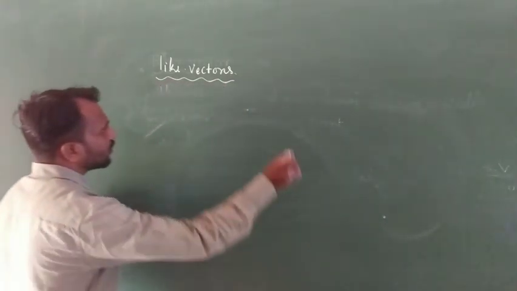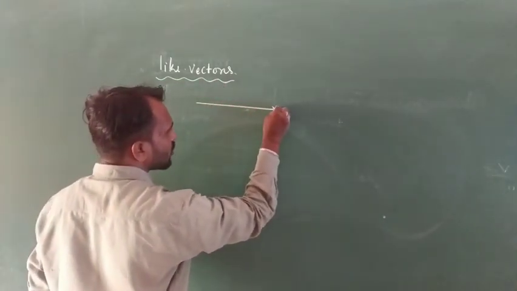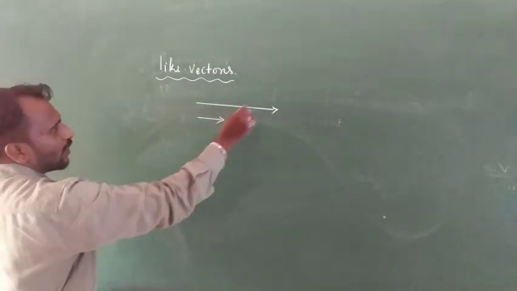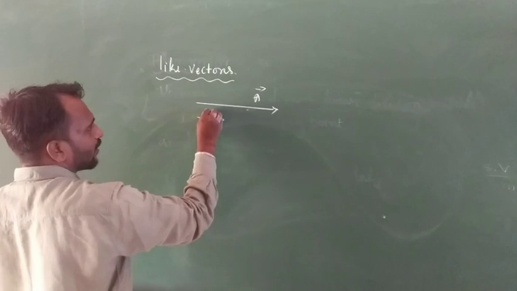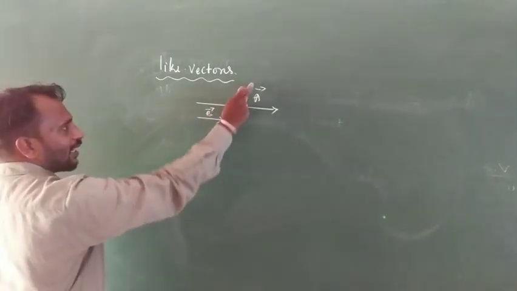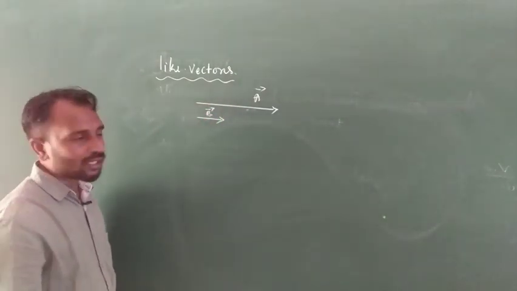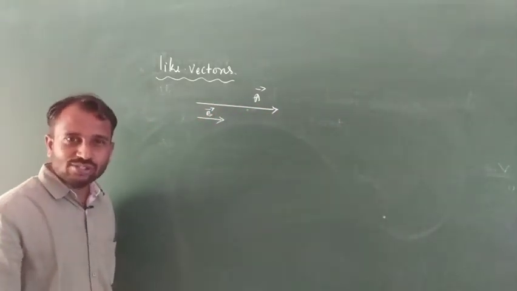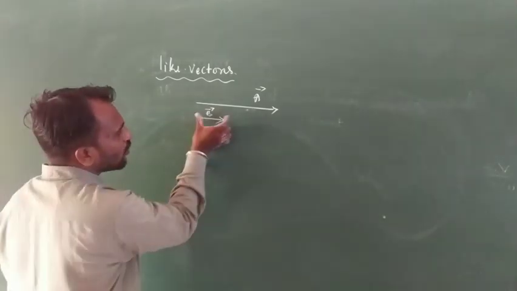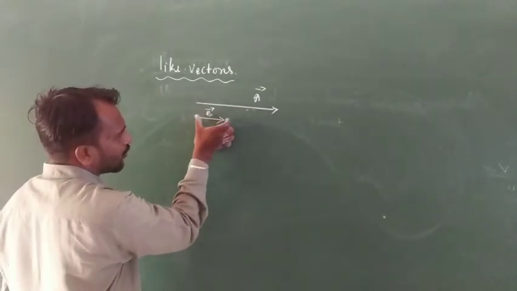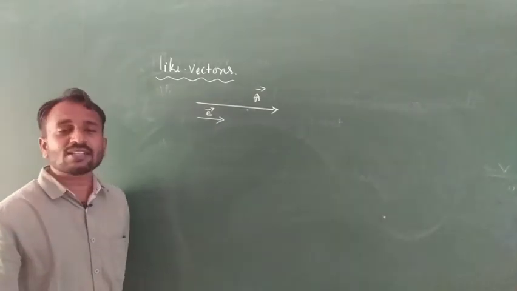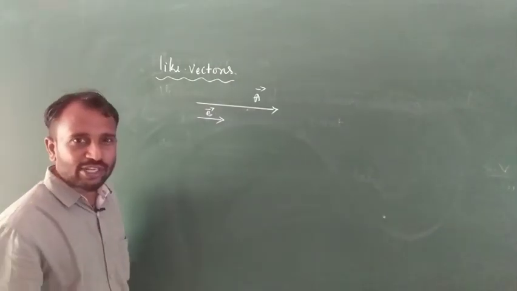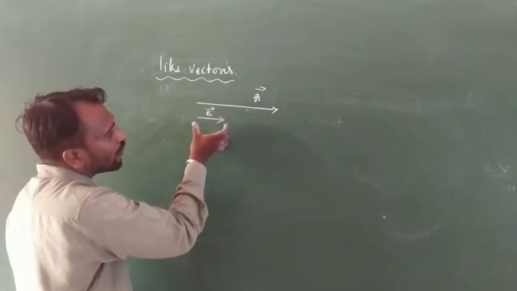For example, here we consider that this one is one vector and this one is another vector. Here vector A and this one is vector B. Vector A and vector B both are parallel to each other, and the direction of the vectors is also similar, but the magnitude of these vectors changes. Otherwise, if both have the same magnitude, that one we also consider a like vector. But here the magnitude of a vector changes.